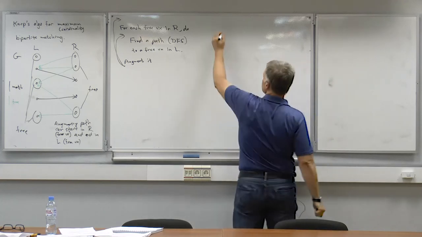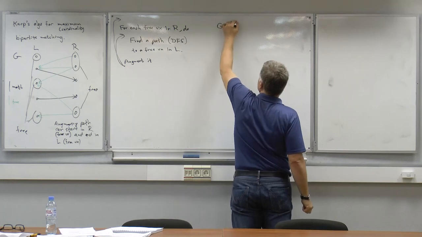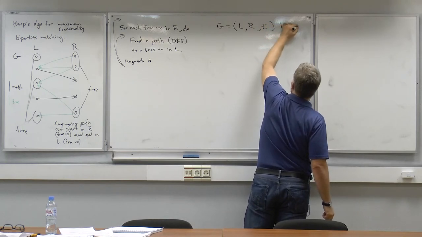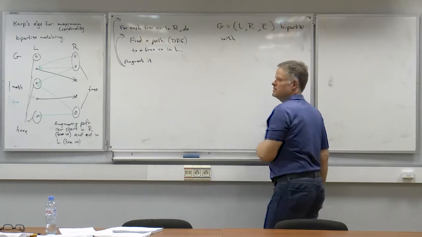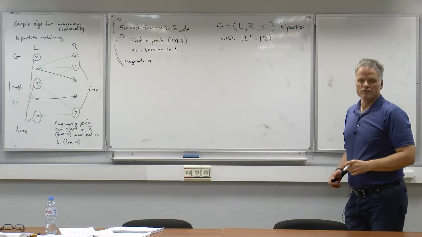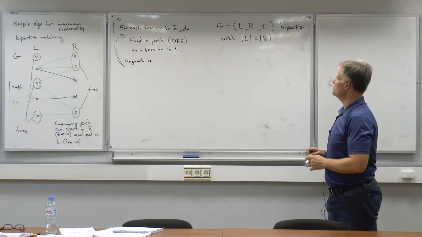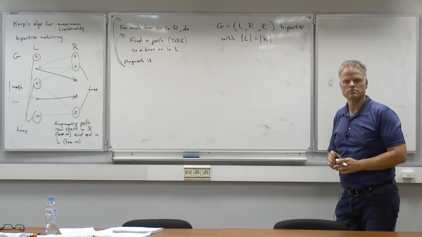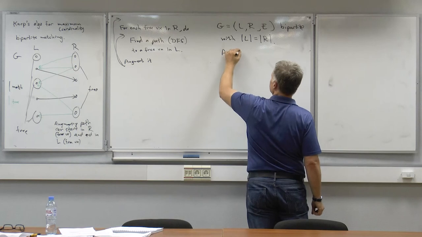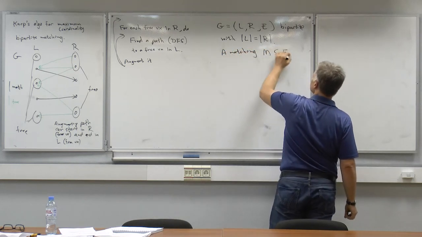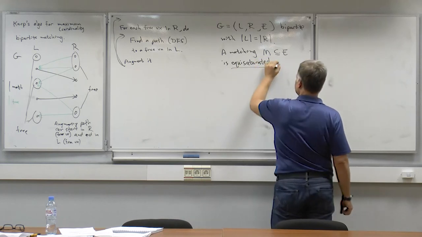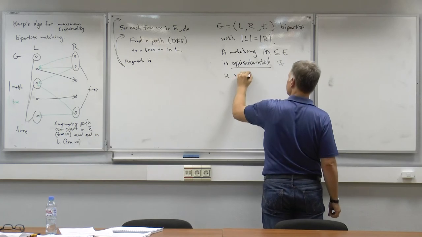So this is bipartite. G is equal to (L, R, E), bipartite. And here it's equi-bipartite. What that means is that you have the same number of nodes on the left as on the right. Okay, so there's a possibility that you could have a perfect matching, maybe. All right. We say that a matching M in E is equi-saturated if it is not a perfect matching.